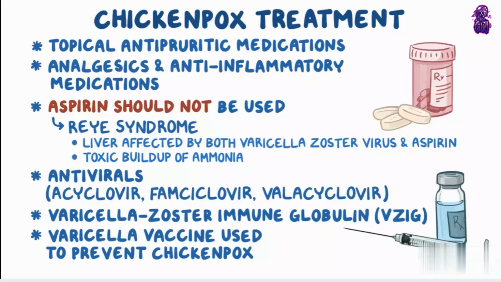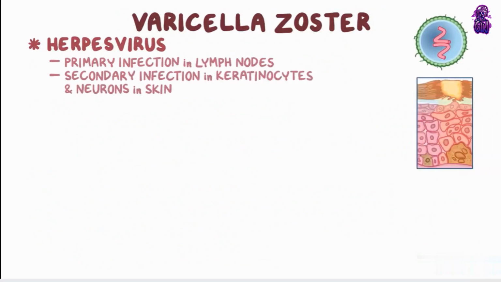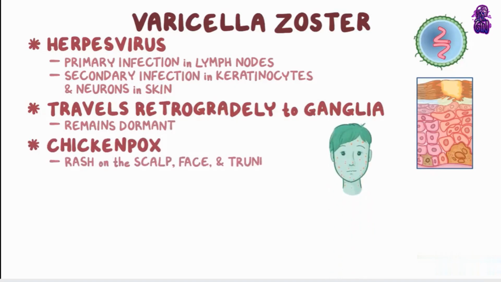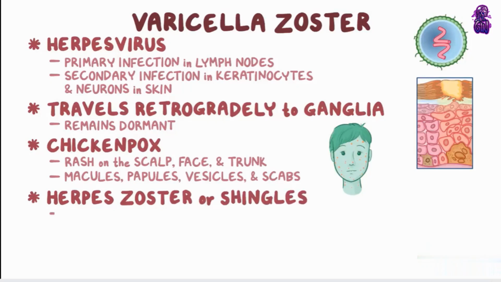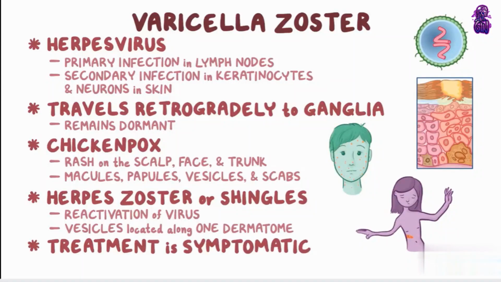Alright, as a quick recap, varicella zoster virus is a herpes virus that causes primary infection in the lymph nodes and secondary infection in the keratinocytes and neurons in the skin. From the neurons in the skin, it travels retrogradely to the nerve ganglia, where it remains dormant. Chickenpox is characterized by a rash on the scalp, face, and trunk that contains macules, papules, vesicles, and scabs at the same time. Herpes zoster, or shingles, is caused by the reactivation of the virus with vesicles located along one dermatome. Treatment is usually symptomatic and in some cases includes antiviral drugs.